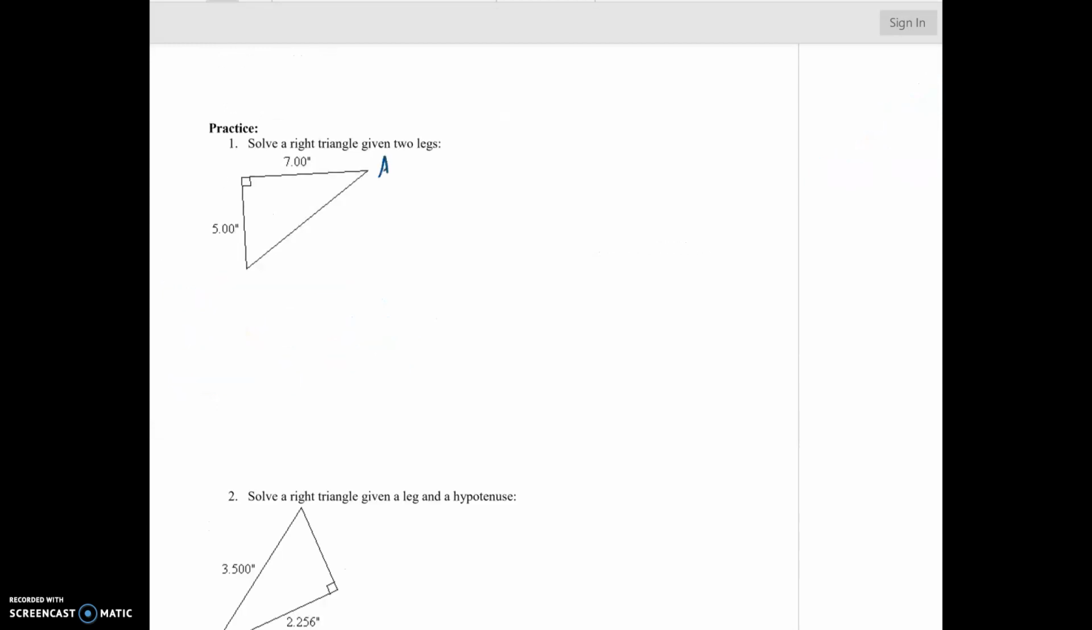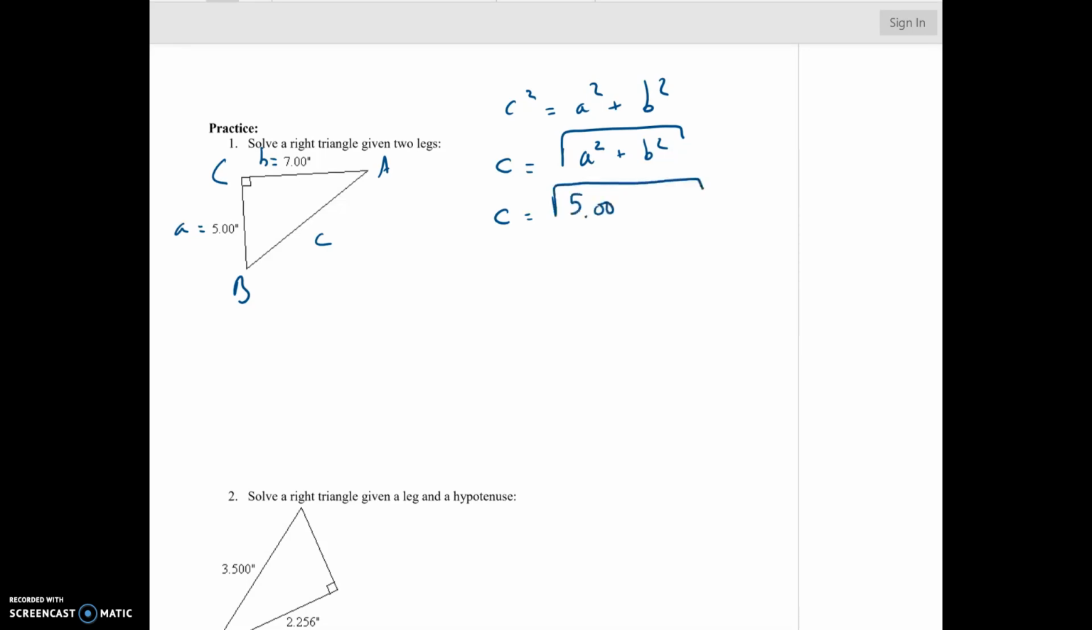If I call this the ABC triangle, obviously this will be C, this will be A, and this will be equal to B. Based on the Pythagorean theorem, C squared equals A squared plus B squared. Therefore, C equals the square root of A squared plus B squared. C equals the square root of 5.00 squared plus 7.00 squared, and you end up with C equal to around 8.60 inches. Three significant digits because A and B have three significant digits.